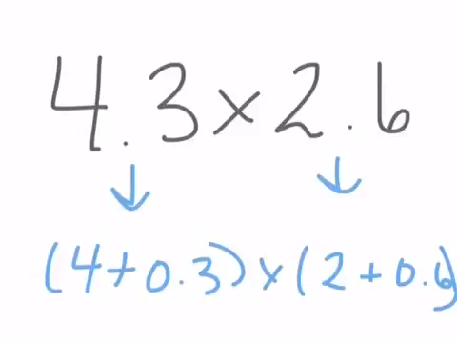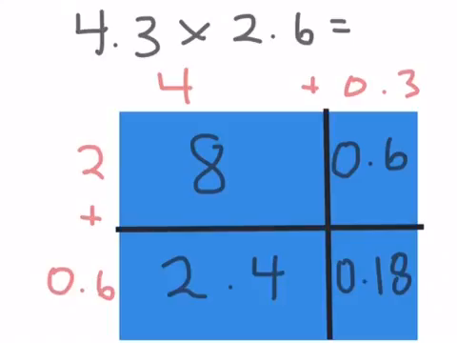Our first step is to put these numbers in something we call expanded form. So my 4 3/10 equals 4 plus 3/10, and my 2 6/10 equals 2 plus 6/10. Once I finish that, I'm going to make what we call an area model, putting my 4 3/10 on the top and my 2 6/10 along the side. My next step is to multiply these numbers together in the appropriate box.